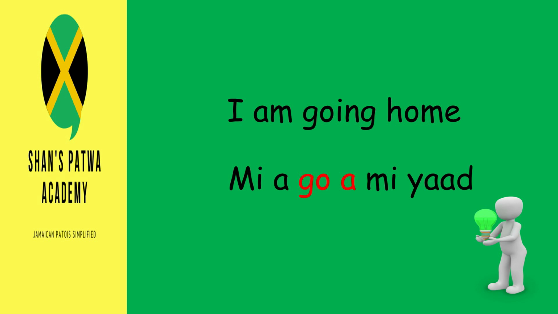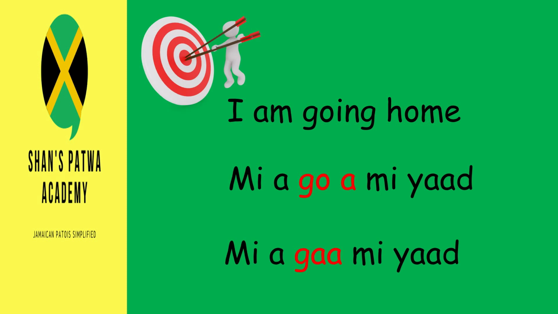Right? Now, goa being contracted would change the sound of that word. So it would become me a ga me yard. Me a ga me yard. Goa changes to ga. Me a goa me yard, me a ga me yard. Both mean the same thing. It's just the words contracted, the sound changes as well.